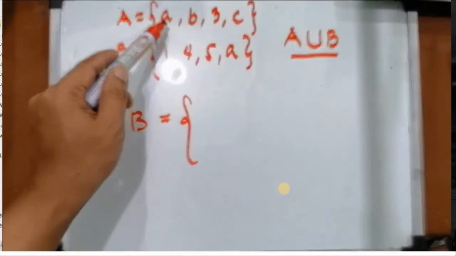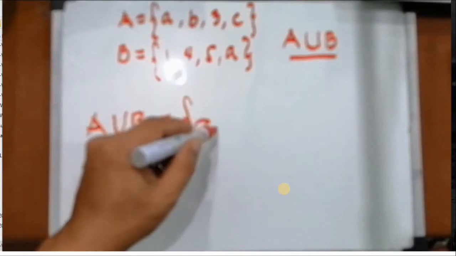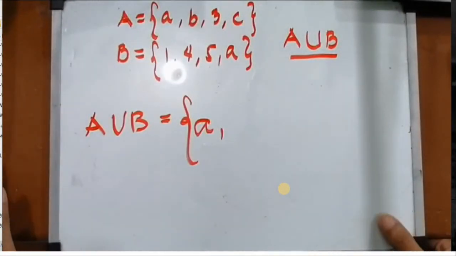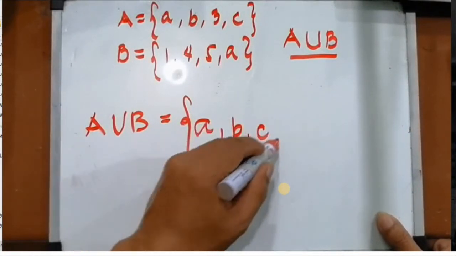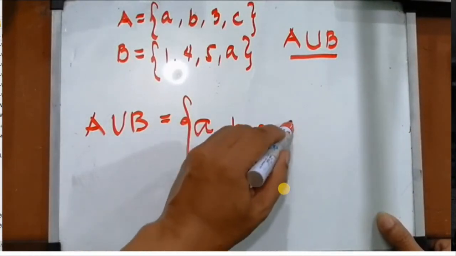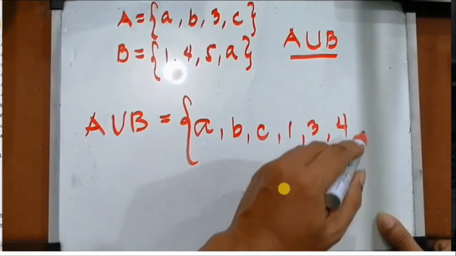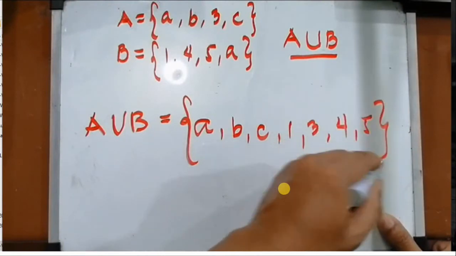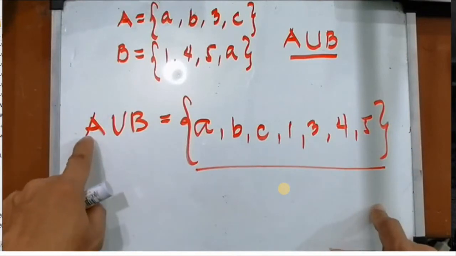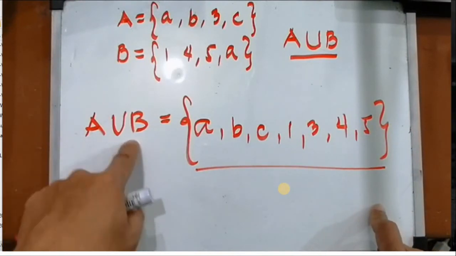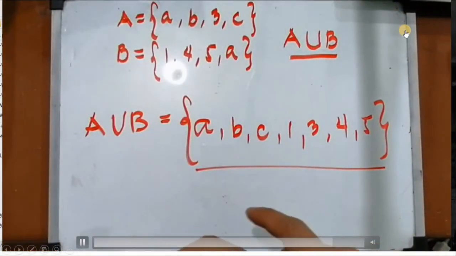So we have element A here and we have A here. So we're going to write that as one element only. Then let's combine all the terms. So B, C, 1, 3, 4, and 5. So this is now the union of A and B, given the following elements of each set.